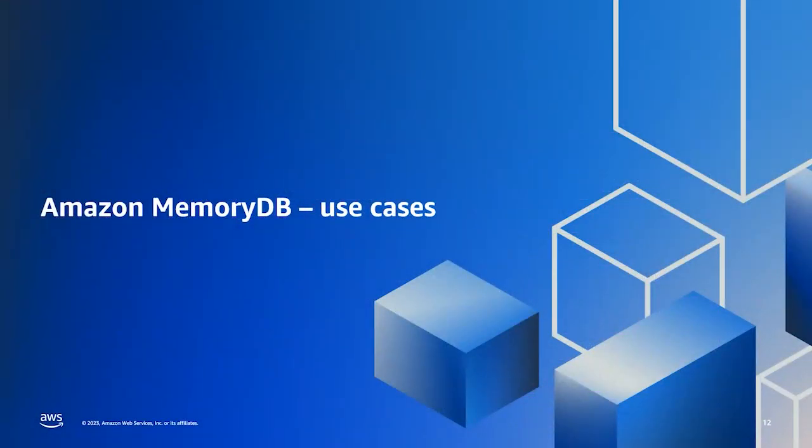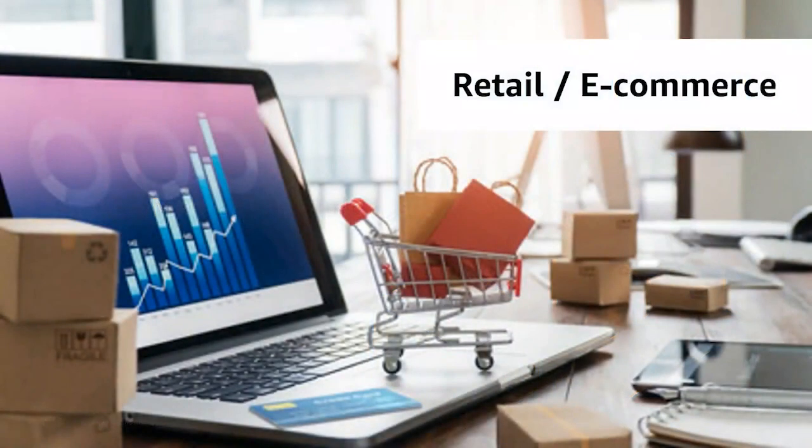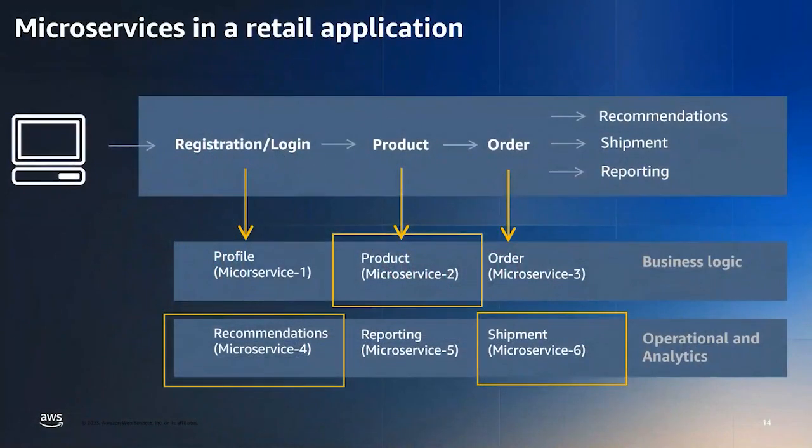We will now look at some of these common customer use cases for MemoryDB. We'll start off with retail e-commerce applications. Retail customers are in search of speed and agility. Speed in order to retain customers, and agility to innovate faster. As you know, microservices is the de facto standard used for implementing modern applications needing agility. Microservices break a monolith into easy to manage chunks of modules, or microservices.